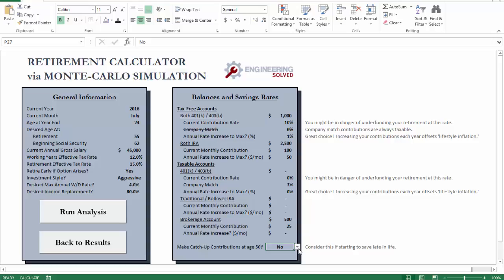But at age 50, I believe, or 51, I think it's 50, you can add in, I think, $1,000 more per year on the IRA side and like $5,000 a year on the 401k side. Don't quote me on that. It's something like that. So let's say you're a slow saver and you got to make up some time. That's a nice option to have at age 50 and above.